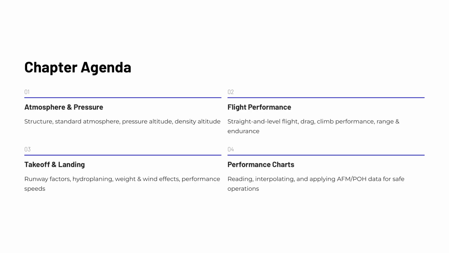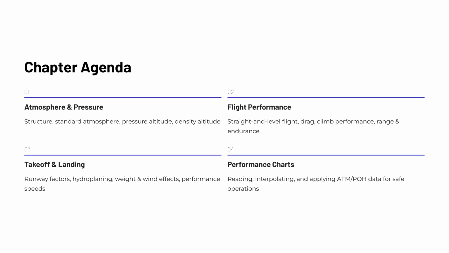This chapter covers 4 interconnected areas of aviation knowledge that are essential for safe and informed flight operations. We'll begin with atmosphere and pressure, where we'll examine the structure of the atmosphere, the standard atmosphere model, and the concepts of pressure altitude and density altitude. From there, we'll move into flight performance, covering how an aircraft maintains straight and level flight, the role of drag, climb performance, and how to optimize range and endurance.